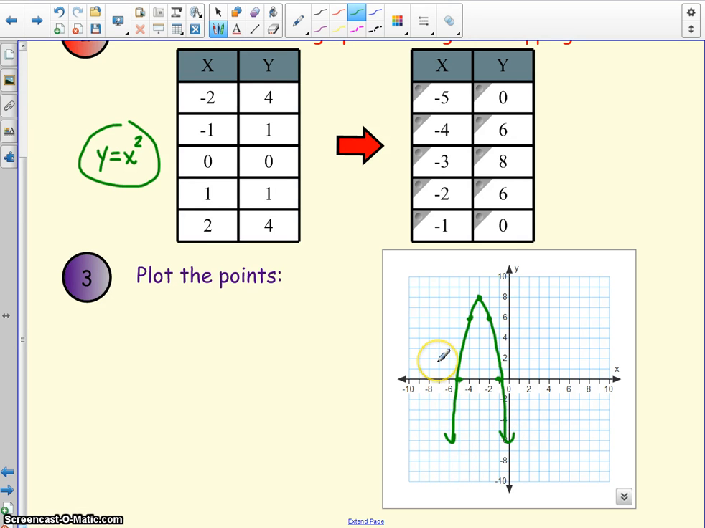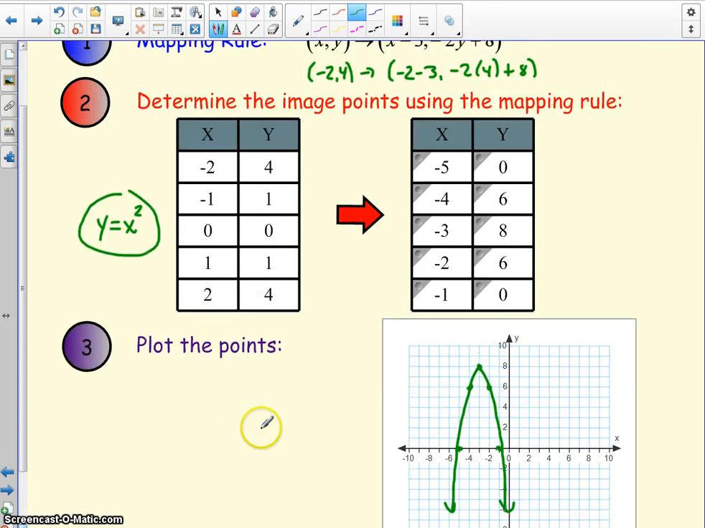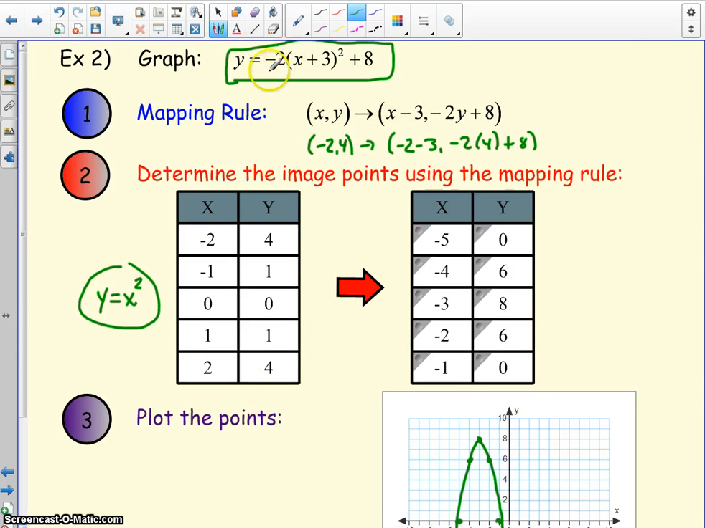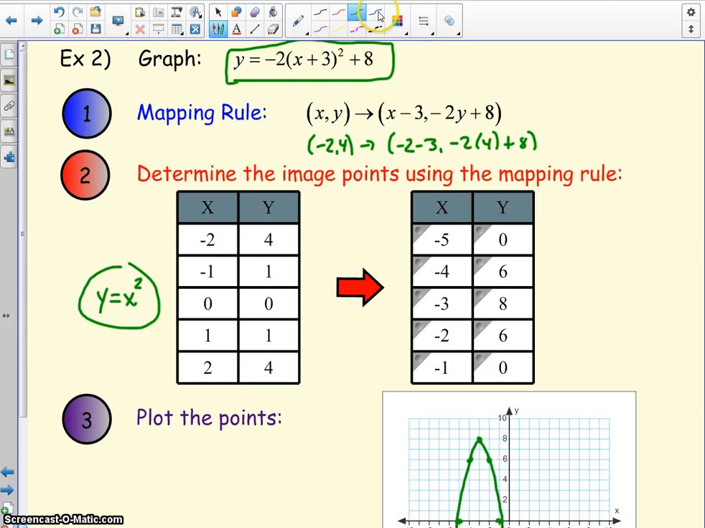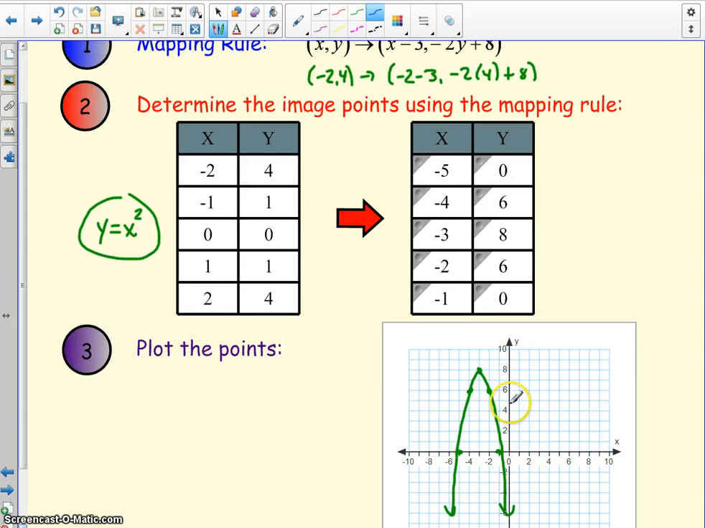Now, again, just to make sure we're on the right track, see that everything seems reasonable. Our direction of opening was down. Does that make sense from our original equation? Well, yes, because the a value is negative. I have my vertex here at negative 3, 8. Does that make sense from the equation? Well, yes, because that came from my positive 3 in there and my 8 there. Does it seem like a parabola? Yes, it does. So again, we're on the right track here.